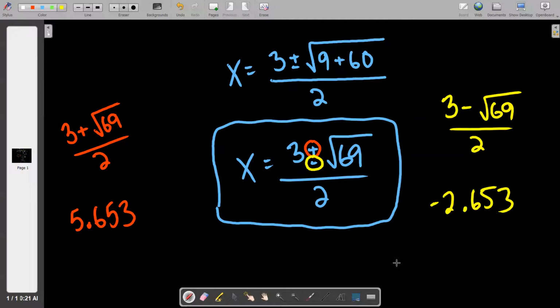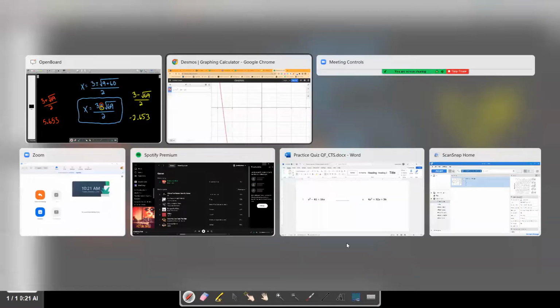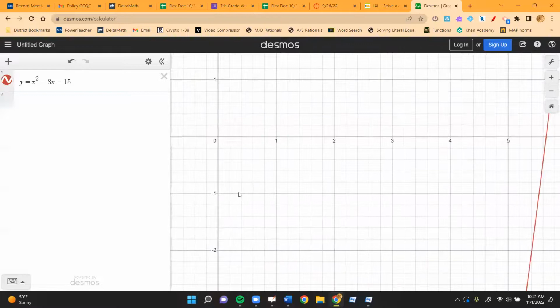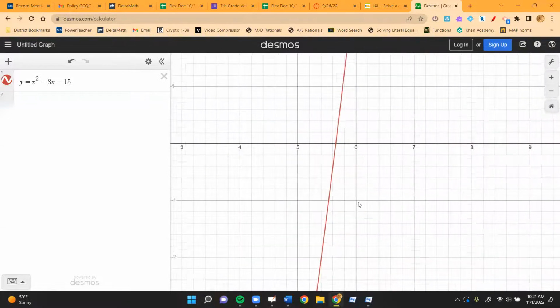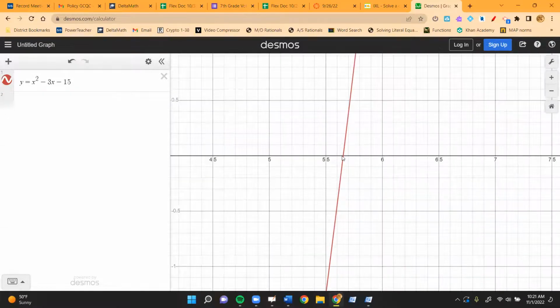I'm going to go back to Desmos. And you remember when we graphed this, right? How we got these funky numbers? And remember how this was the one over here, and when I click on it, I'm not going to make you read to me, but you can clearly see that that says 5.653. So that's actually 3 plus root 69 divided by 2. It's just the decimalized version of it.